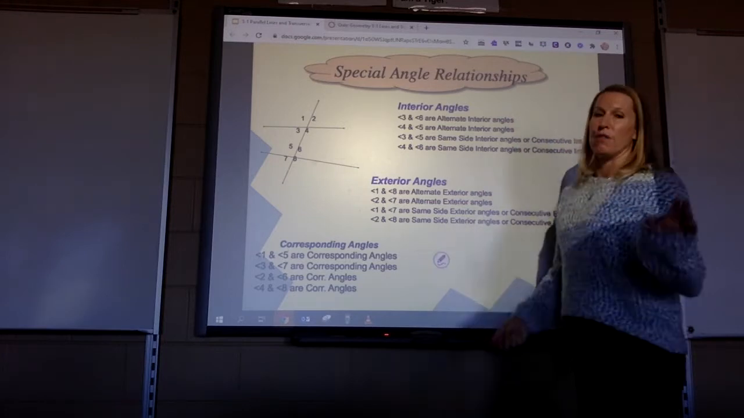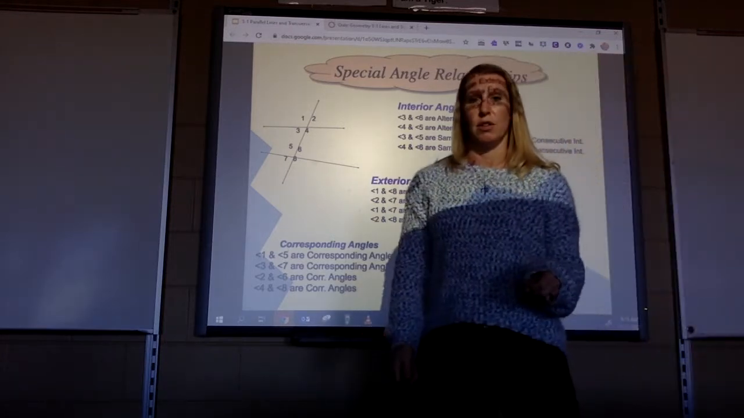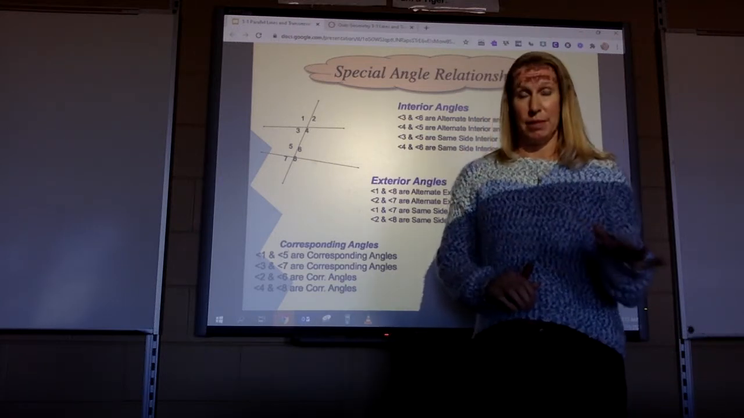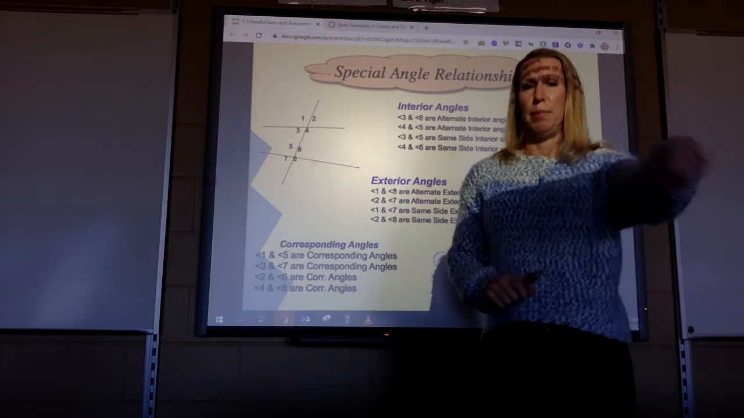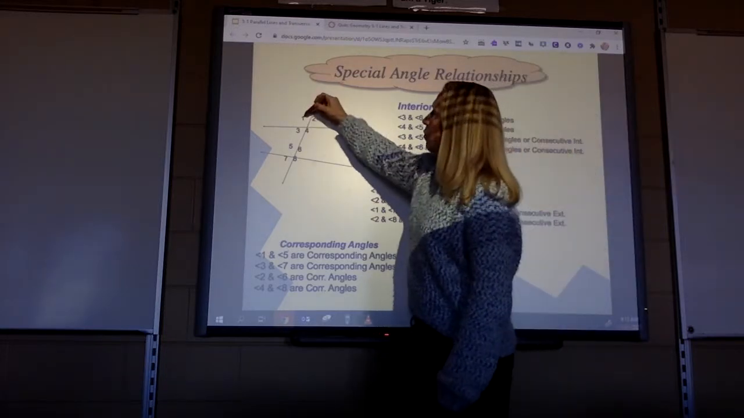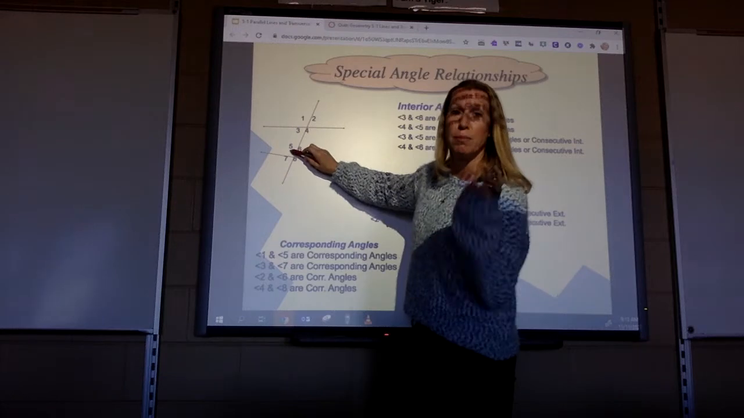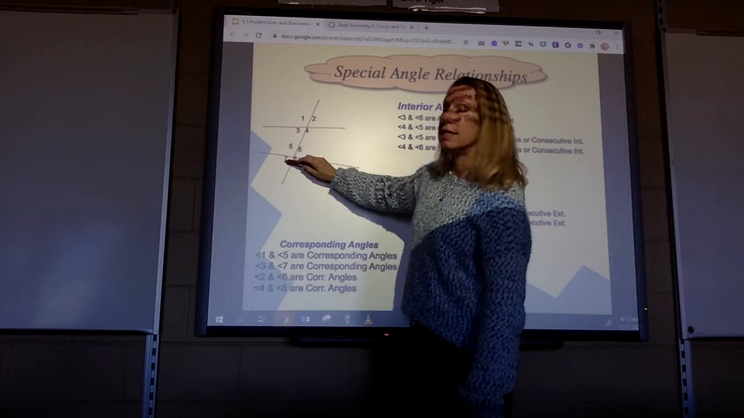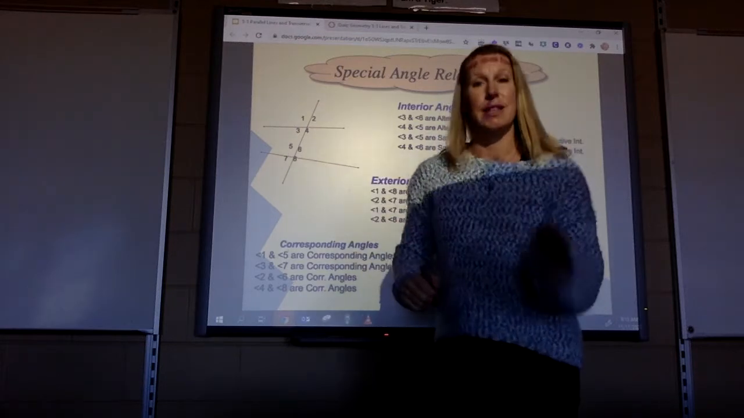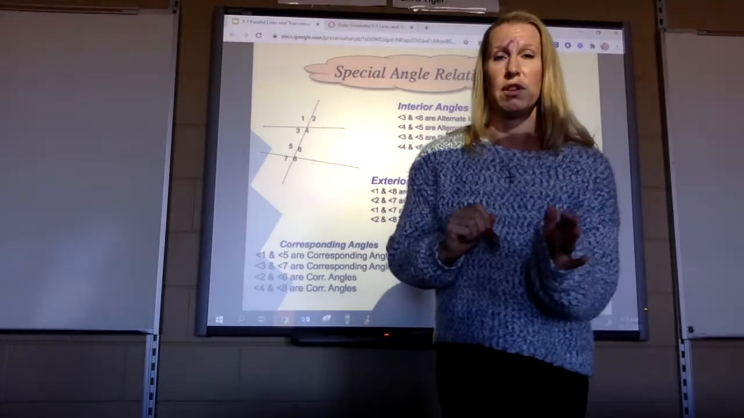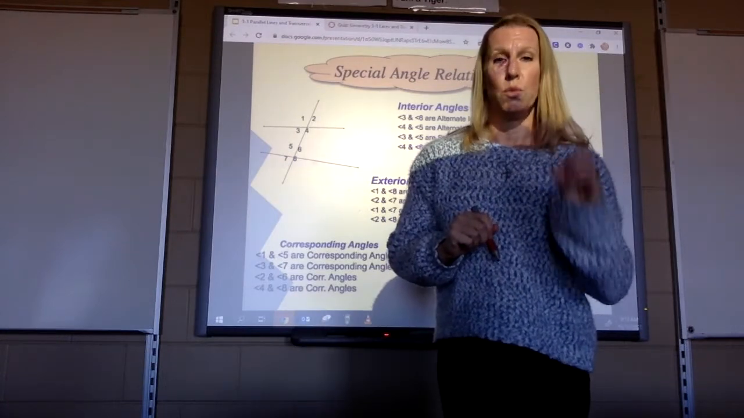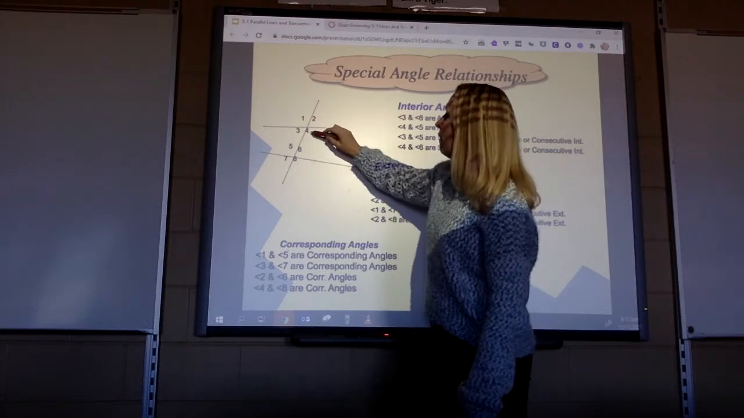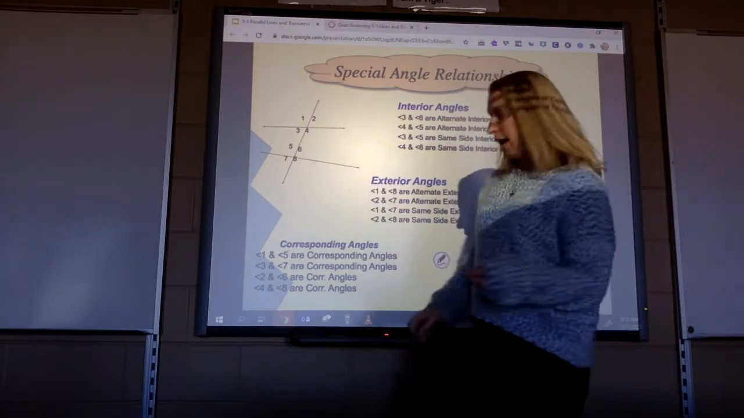Last but not least, we have corresponding angles. Corresponding angles have one interior and one exterior. They're on the same side of the transversal, but they jump over another angle. So do you see 1 and 5? See how it jumped over 3? 1 and 5 are corresponding. 3 and 7 are corresponding. So they stay on the same side of the transversal, but they jump over another angle. One's interior, one's exterior. 2 and 6 are corresponding. 4 and 8 are corresponding angles.